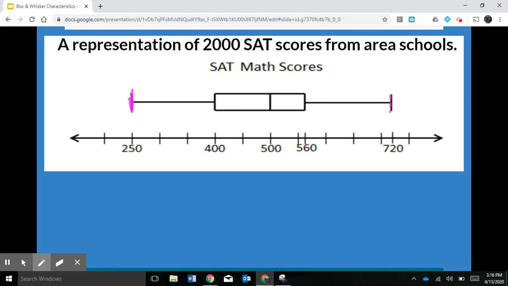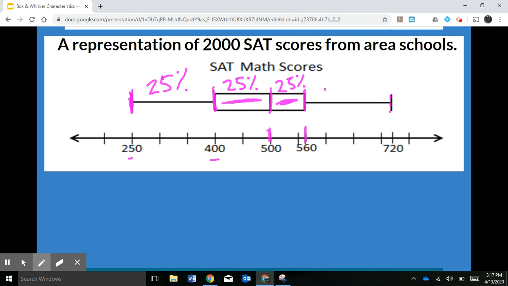what it tells us. So each section, this lower quartile here, in this section right here, is 25% of the data, meaning 25% of the 2,000 people. That means that 500 people scored between 250 and 400 on their SAT. In this section right here, this is 25% of the data. So again, 500 people scored inside this area right here. And then this section here, 25% of the data. Each little section, so 500 people scored between a 500 and a 560, right?